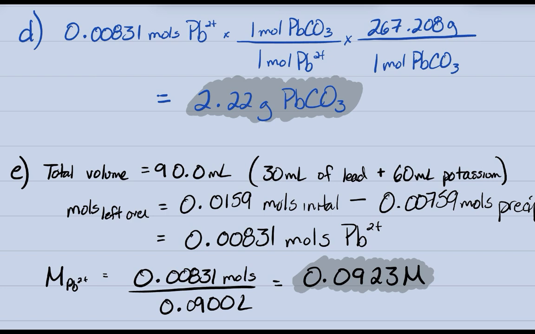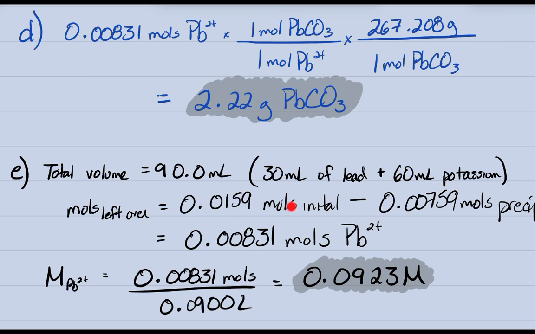That's the challenge here. All right, part E. What is the concentration of lead ions in solution after the first precipitate? Okay, so first our total volume is 90 milliliters because we have 30 milliliters of the lead solution and then 60 milliliters of the potassium solution, right? Moles left over after that first precipitation.